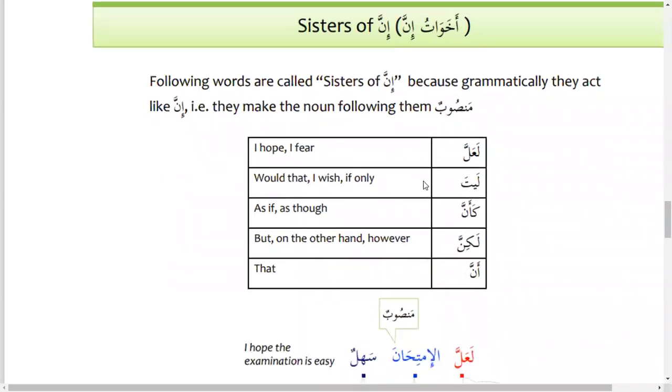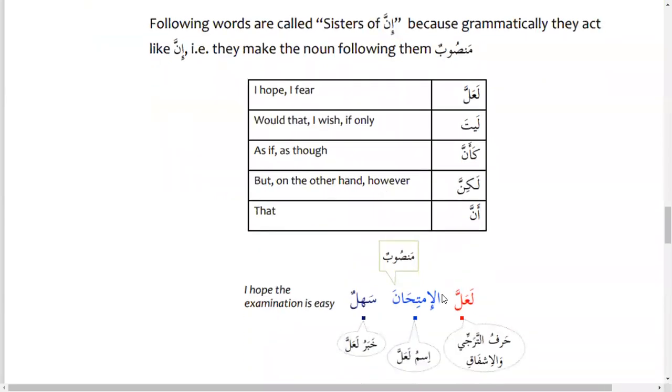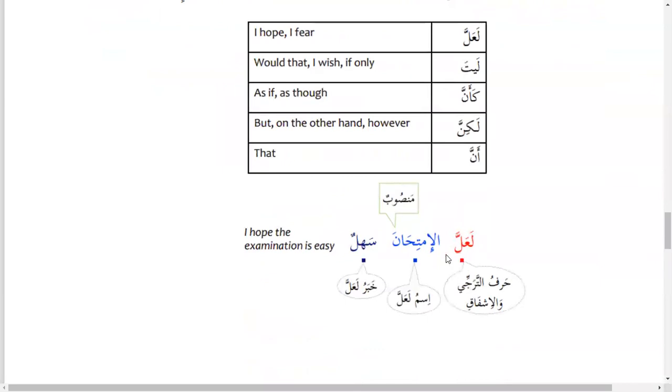As we can see here, la'alla has two meanings. It means I hope and I fear. And in this lesson, we only learned about I hope. Now we see here, la'alla has the same function: la'alla al-imtihana sahlun. So I hope the examination is easy. So what did it do? Al-imtihanu changed into al-imtihana. It became mansub. Why did it become mansub? Because of la'alla.